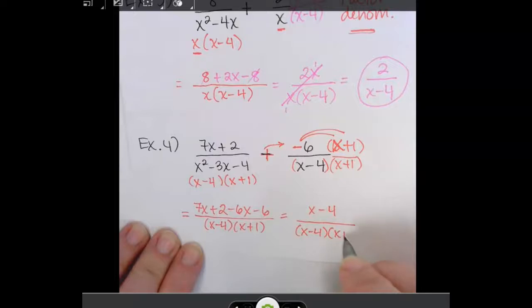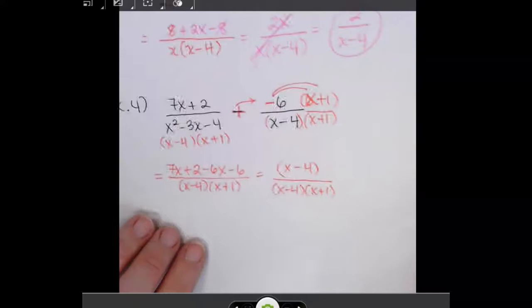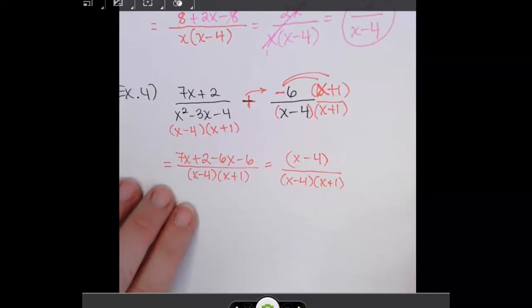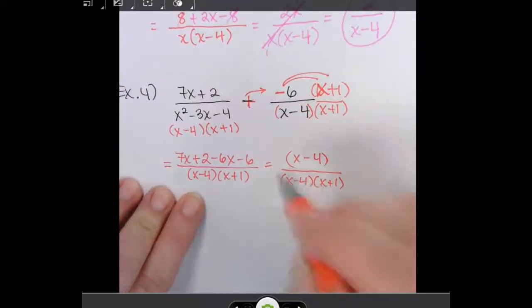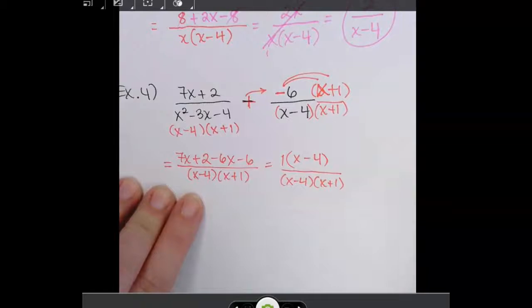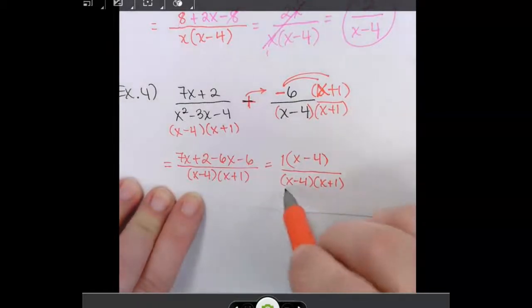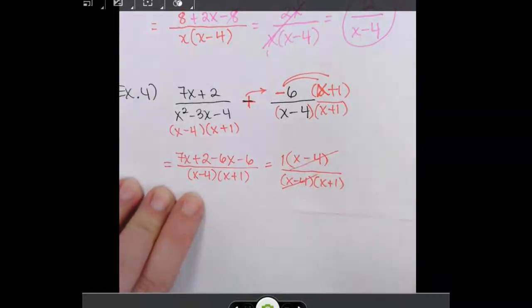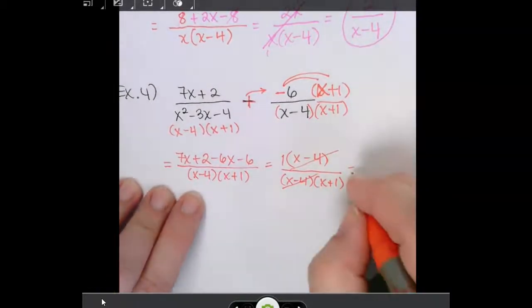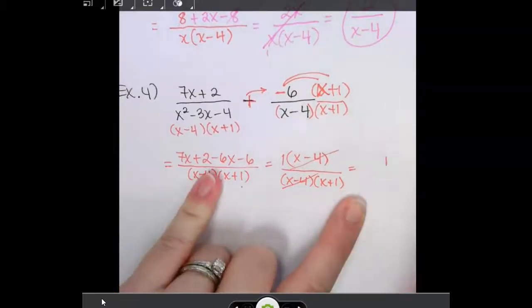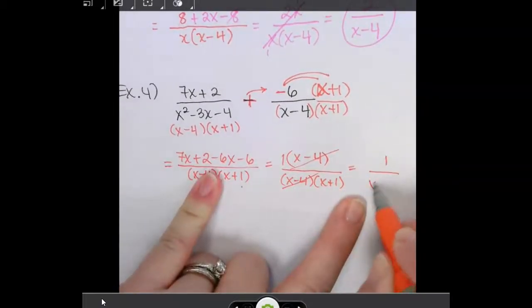And again, as I look at my denominator, remember we can only cancel factors, not terms, but since in my denominator x minus 4 is a factor, and in the numerator I essentially have 1 times x minus 4, that's a factor, I can reduce that. That reduces to 1 over 1. And so I can write my simplified answer as 1 over x plus 1.